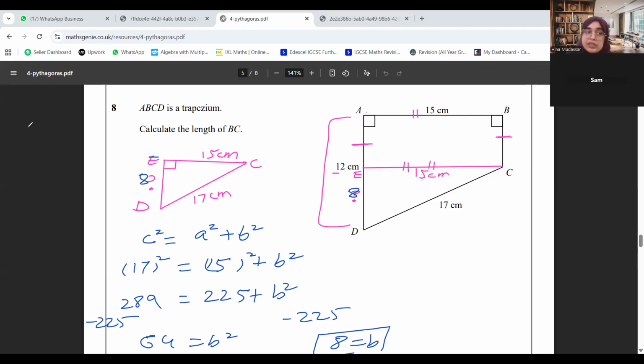Take 30 seconds to think: if the whole length A to D was 12 and it was cut into two parts, what will be the rest of the part? So, 15 centimeters is EC, CD is 17, and ED is 8. Just think about this side, forget about the others. Just think A to D, the whole length is 12, and E to D is 8 centimeters, so A to E is 4 centimeters.